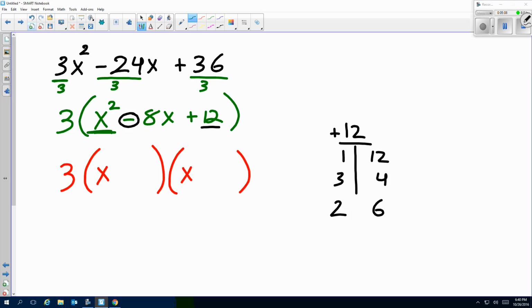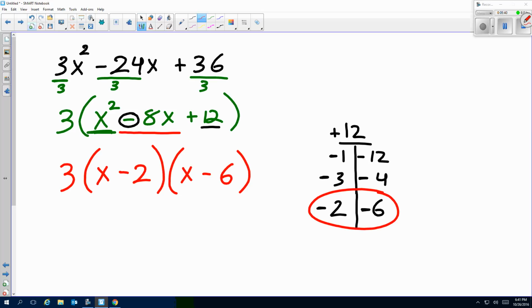Positive 12 breaks into factors like 1 and 12, 3 and 4, 2 and 6, but it also breaks into factors like negative 1 and negative 12, negative 3 and negative 4, negative 2 and negative 6. So after looking at these, which one of these groupings is going to add up to give me negative 8? Well, it looks like negative 2 and negative 6 is going to add up to give me negative 8.